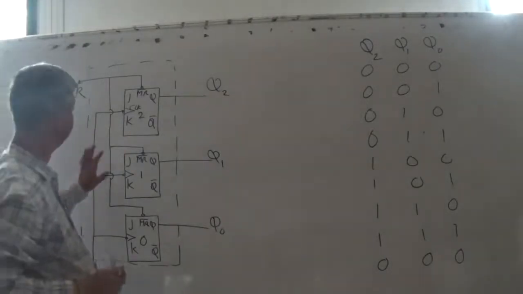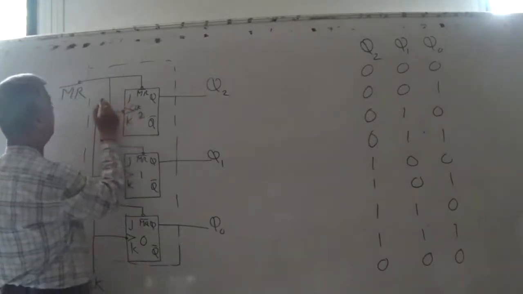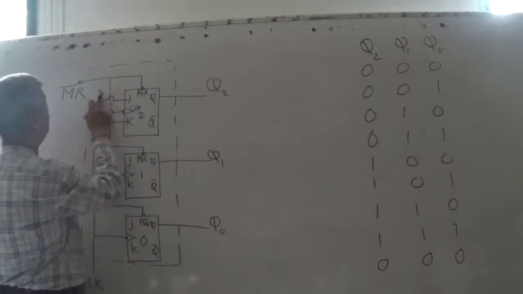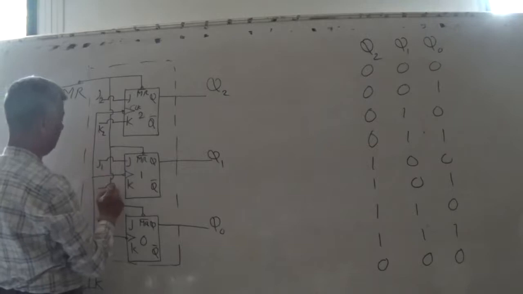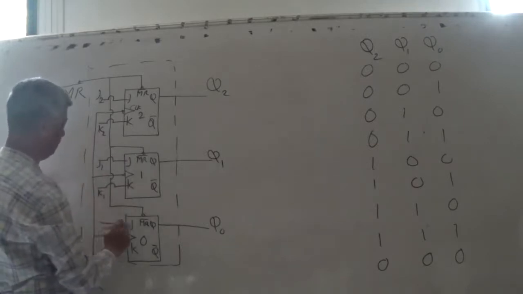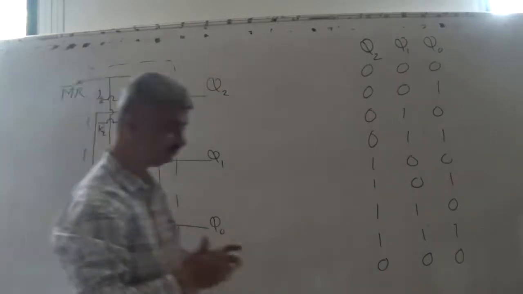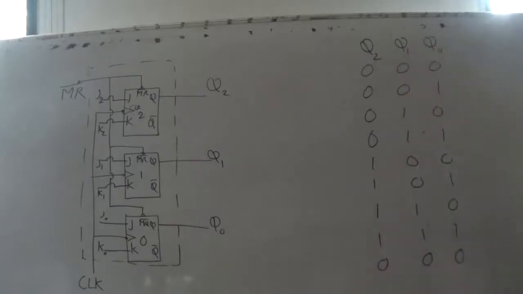So in this case now, I will bring out this J and call it J0, and this K as K0. This I will bring out and call J2, K2. This I will call J1, this K1. So what is to be done is how the values J0, K0, J1, K1 and J2, K2 should be given so that this operation is observed on the outputs of these flip-flops.